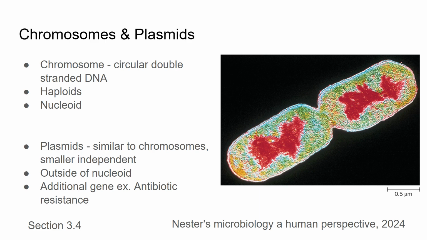And then plasmids are smaller and similar to chromosomes. These are independent from the chromosome, though. They're not a part of the nucleoid, and they have additional genes that can be transferred via the sex pilus. So these are genes that can give antibiotic resistance, for example.